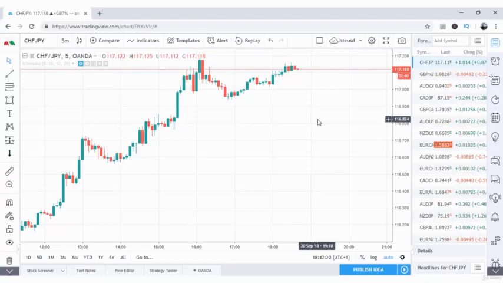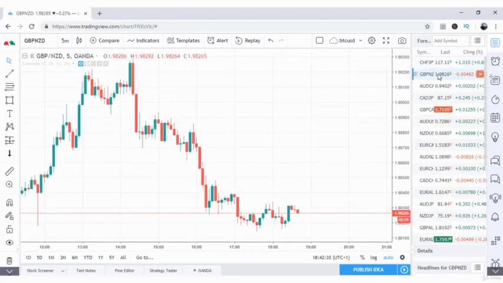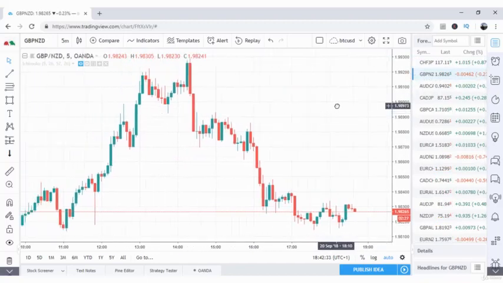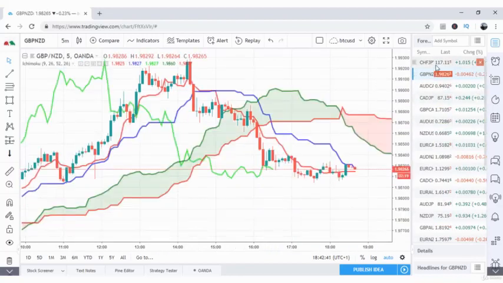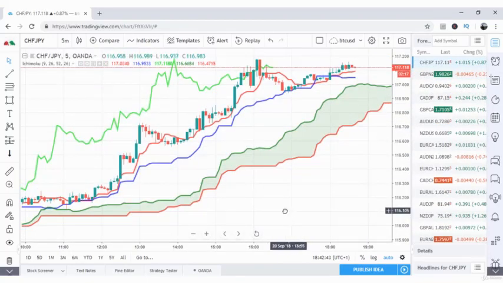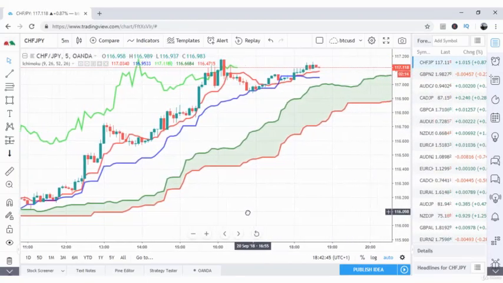The first currency pair is Swiss franc Japanese yen. You can see that we have a clear uptrend here, even without using the Ichimoku. The second currency pair is pound New Zealand dollar. Here the price is going up and down, and it is not so easy to understand what to do. Let's use the Ichimoku to analyze both currency pairs, starting from Swiss franc against Japanese yen.